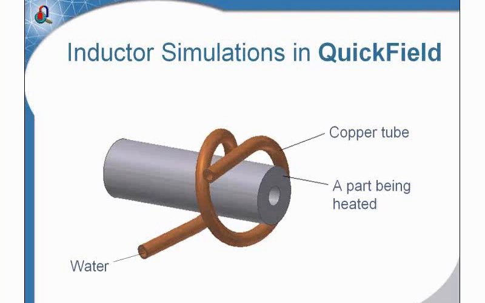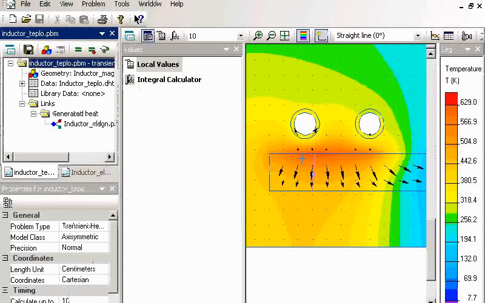Well, we simulated the magnetic problem and found eddy currents and power losses in our heated body, in our steel tube. Then we simulated the coupled multiphysics thermal problem and found the temperature distribution. And from the temperature difference between the heated and cold parts of our steel tube, we may guess the thermal stress. But with QuickField, you don't have to guess, you can calculate the stress.